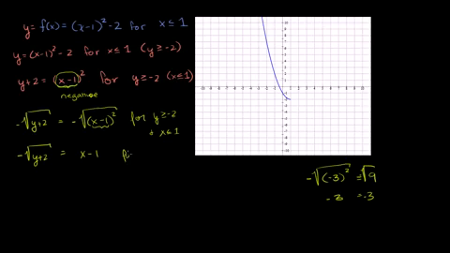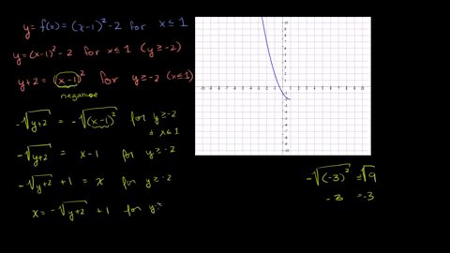Add 1, for y is greater than or equal to negative 2. Add 1 to both sides, and you get the negative square root of y plus 2, plus 1, is equal to x, for y is greater than or equal to negative 2. Or if we want to rewrite it, x is equal to the negative square root of y plus 2 plus 1 for y is greater than or equal to negative 2.